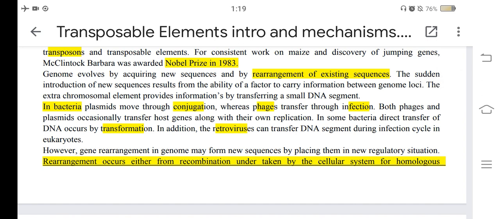Genomes evolve by new sequences and by rearrangement of existing sequences. The sudden introduction of new sequences results from the ability of a factor to carry information between gene loci. The extrachromosomal element provides information by transferring a small DNA segment. In bacteria, plasmids move through conjugation, whereas phages transfer through infection.